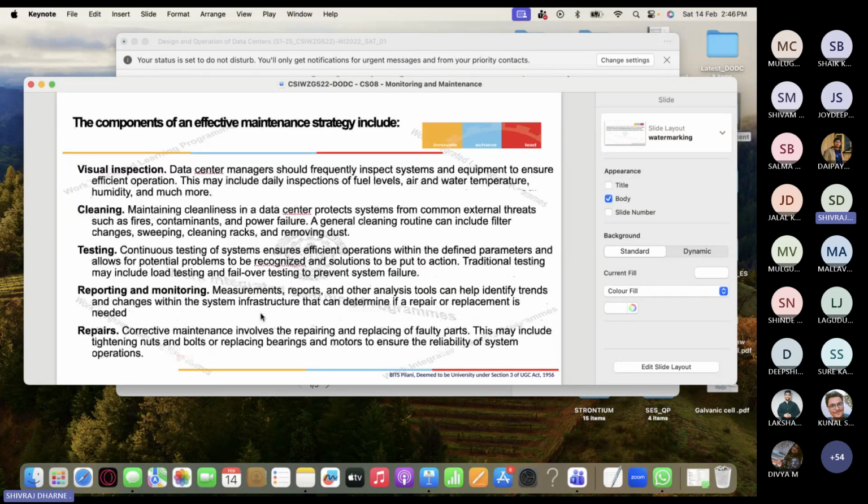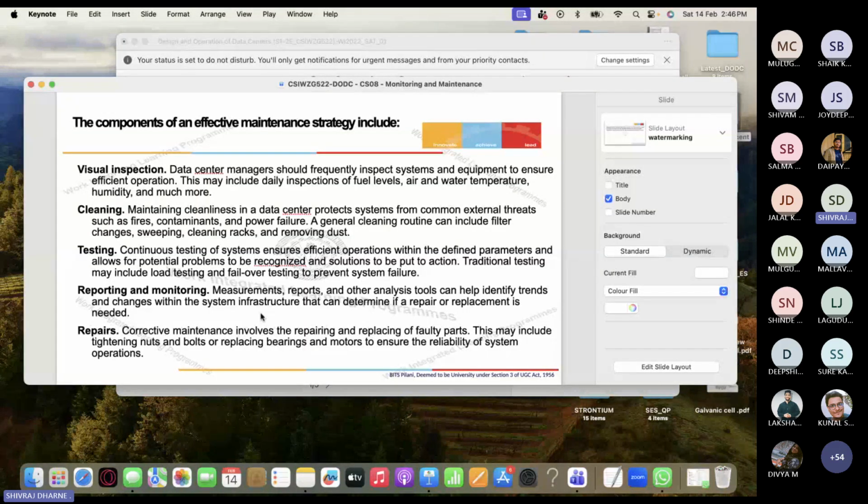Okay. So what are the components of an effective maintenance strategy? What are the things they look at? If somebody asks you to maintain the data center, or you are taking a contract to maintain a data center, what all do you check? You visually inspect everything, you do cleaning, you do testing, you do reporting and monitoring, and repairs.